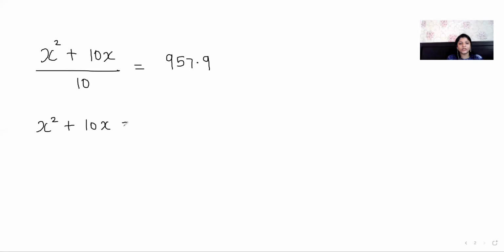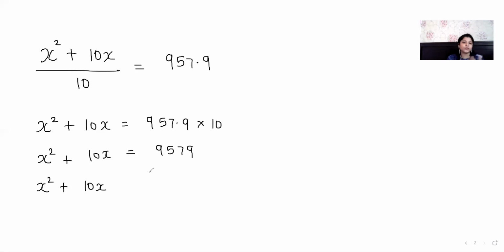So in the next step, we get x squared plus 10x, the whole divided by 10, which remains in the denominator, and on the right side we have 957.9. Now the 10 from the denominator will shift towards the right hand side and get multiplied with 957.9. With the help of this 10, we can shift the decimal one digit towards the right. So the decimal point will be removed and it is 9579. So we get a standard quadratic equation. Bring the constant to the left hand side, so it will be minus 9579 equal to 0.